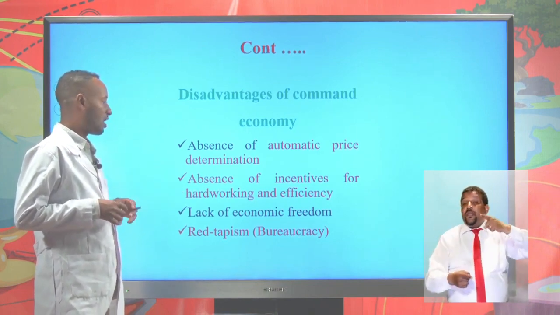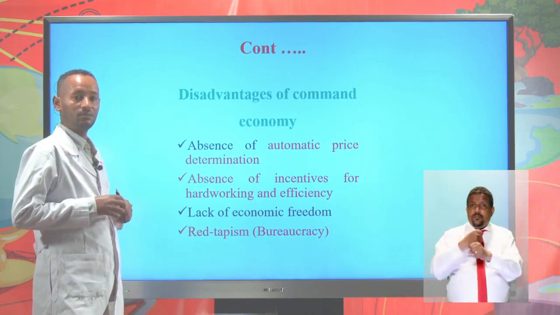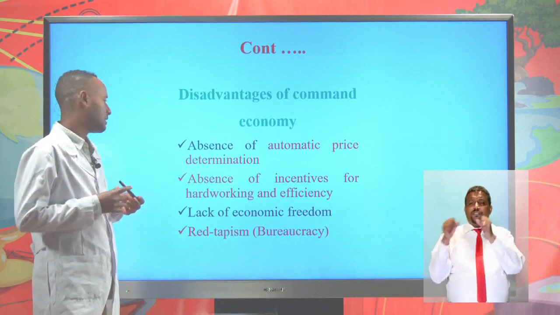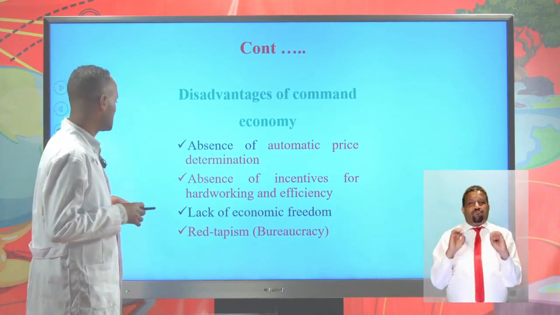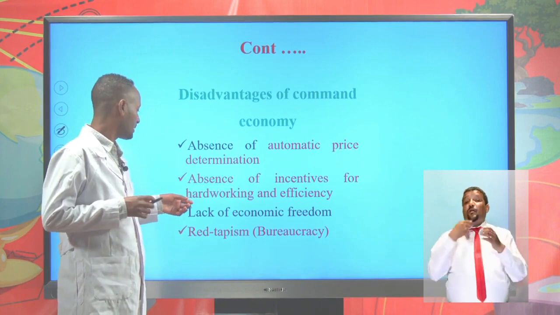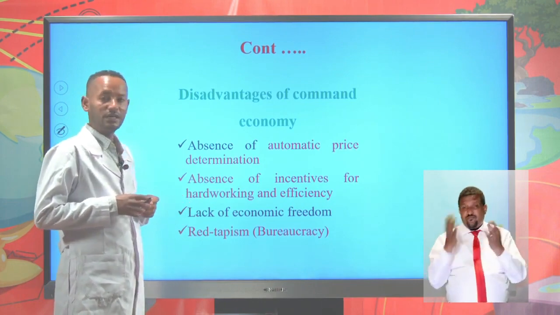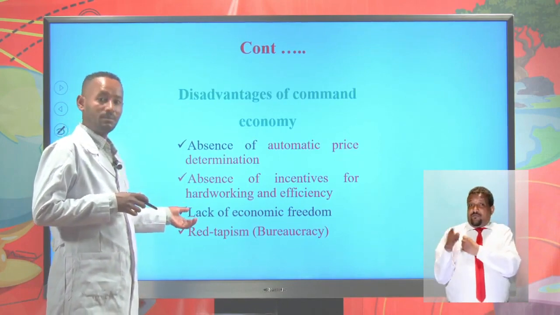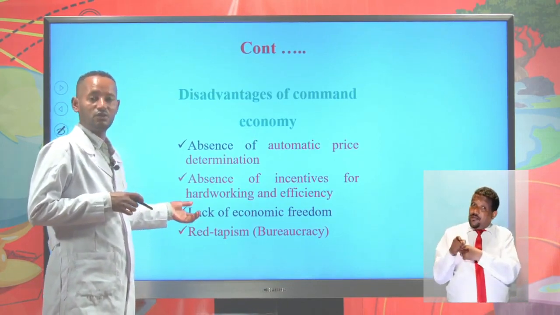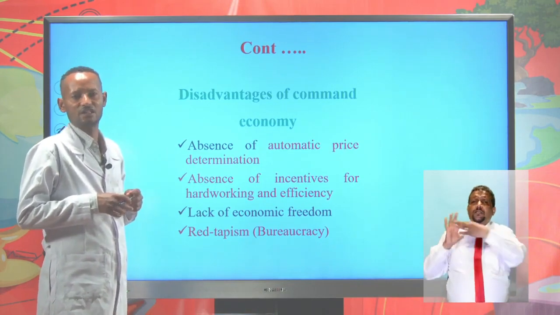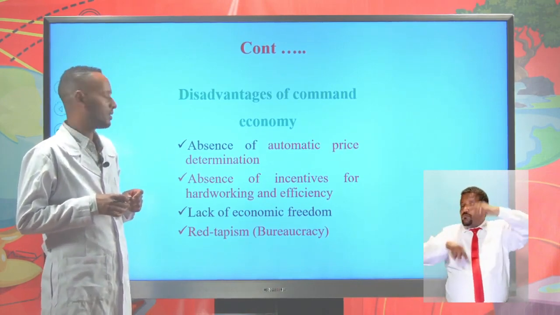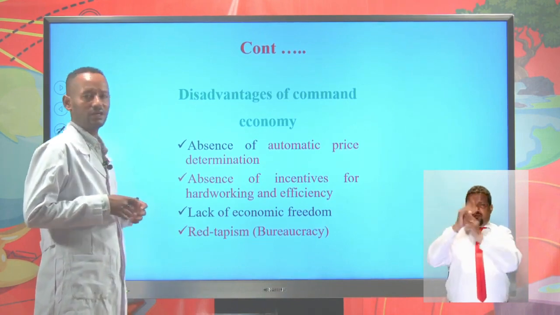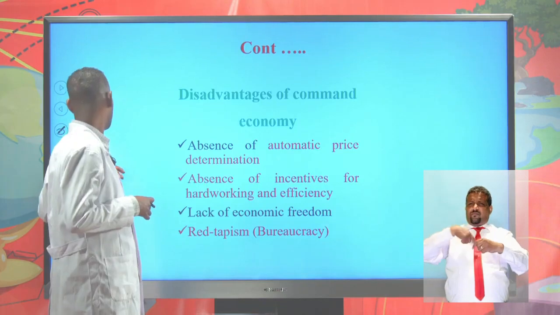Absence of incentives for hard work and efficiency. Because there is a ceiling on earnings in the command economy system, individuals or entrepreneurs are discouraged. Lack of economic freedom is another disadvantage of the command economy system. That is, individuals are not allowed to engage in any sector in the command economy system. That is in the interest of the government. Red tapeism or bureaucracy is another problem of the command economy system.